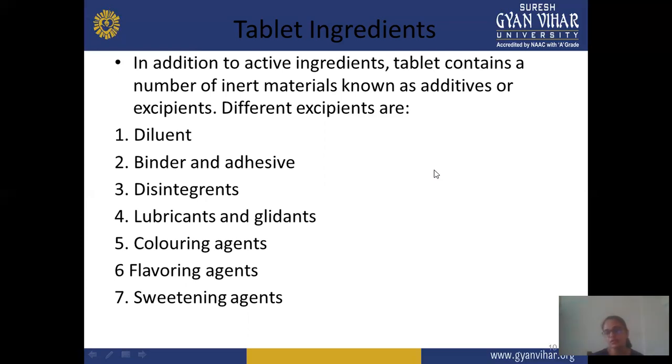Coloring agent is not required for all types of tablet. This depends on the tablet. If you prepare a colored tablet, then in this condition you should use a coloring agent, and this color should be FDA approved or an officially given color. You do not use just any type of color, and the concentration is also fixed in your pharmacopoeia. So if you prepare a colored tablet, or mainly a tablet for children, in this condition use a coloring agent.